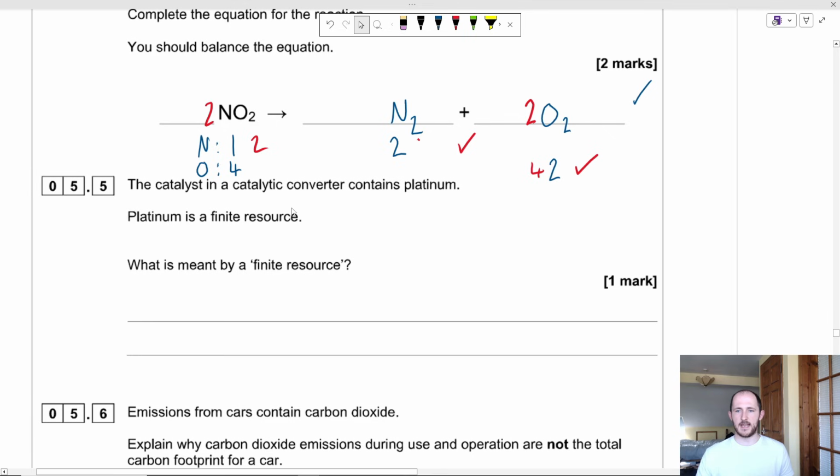It says here, the catalyst in a catalytic converter contains platinum, but platinum is a finite resource. But what does it mean? Well, finite is the opposite of infinite. Infinite means never ending. Finite means ending. So basically, it's a resource that will run out.